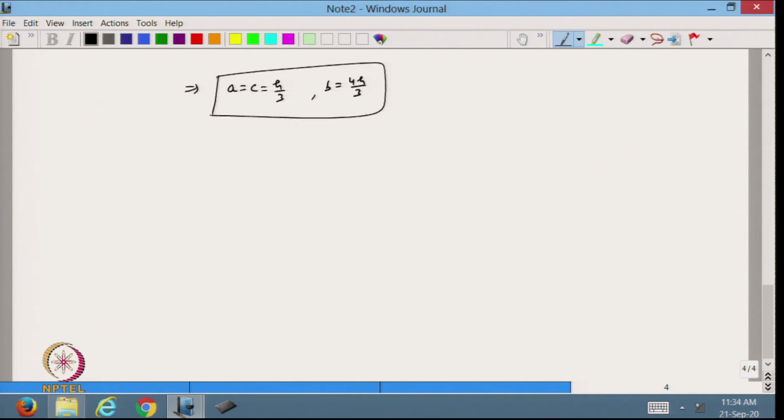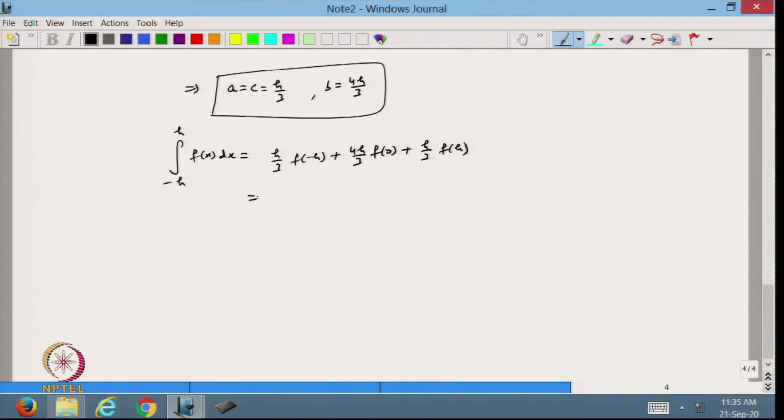So, after calculating this value, my integral will be equal to, so a is h by 3. So, this will be h by 3 f of minus h plus b, which is 4h by 3 f of 0 plus h by 3 f of h.